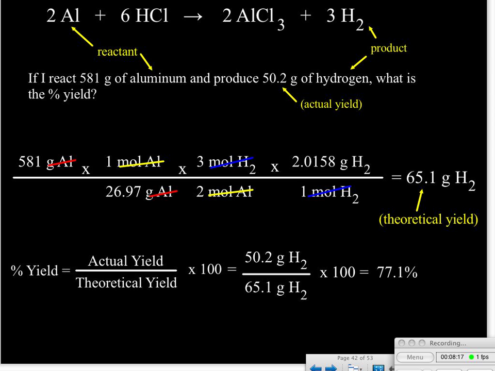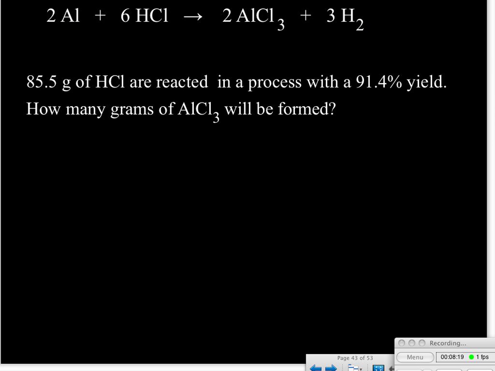The other type of problem. 85.5 grams of HCl, hydrochloric acid, are reacted in a process with a 91.4% yield. How many grams of aluminum chloride will be formed? Here we know the percent yield that's been given. We know it's a percent yield problem because it says percent yield.